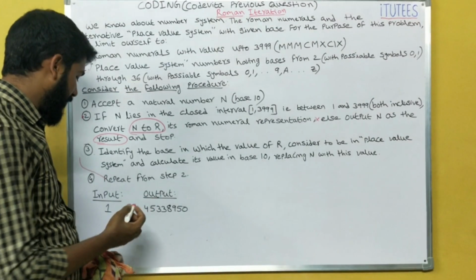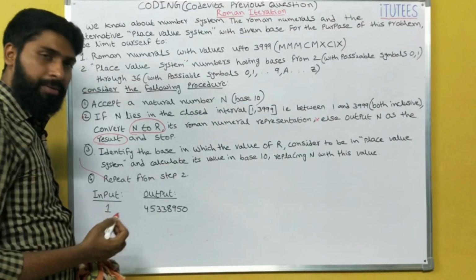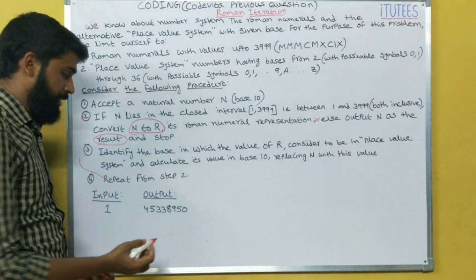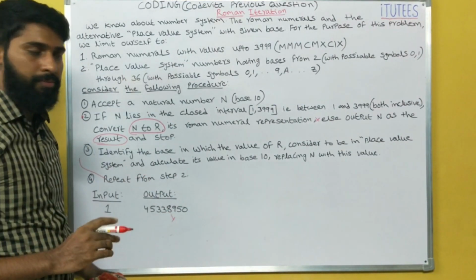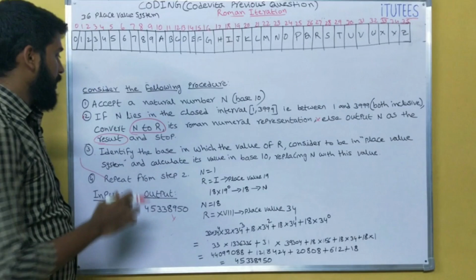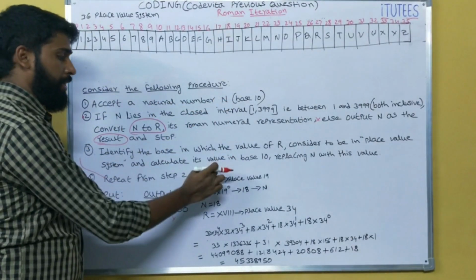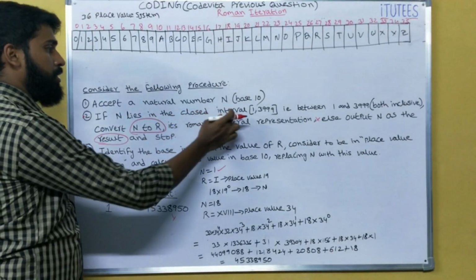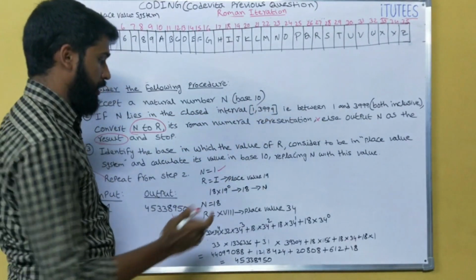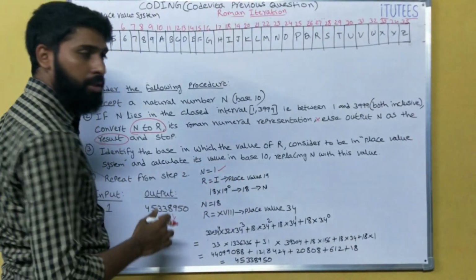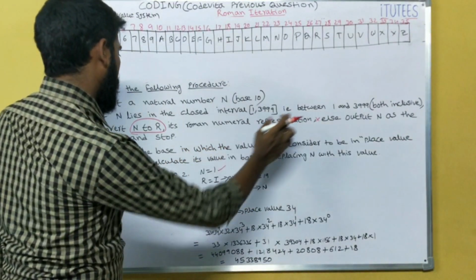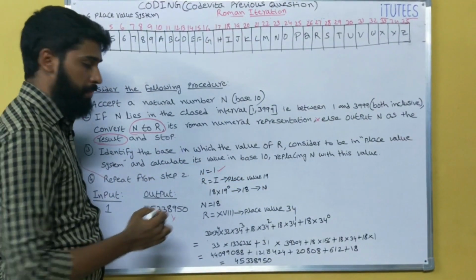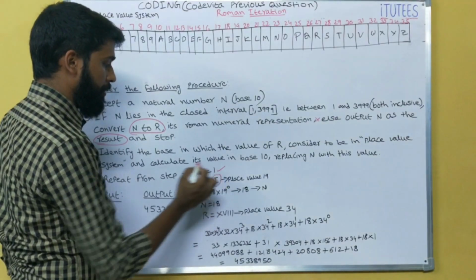Now we can see a sample test case. If I give the input 1, it gives the output 45338950. Now we can discuss how we get this value. I am taking n equals 1, accept a natural number n equals 1. If n lies in the closed interval 1 to 3,999, yes, it lies in 1 to 3,999. So convert this number into a Roman number. R equals the Roman number I.